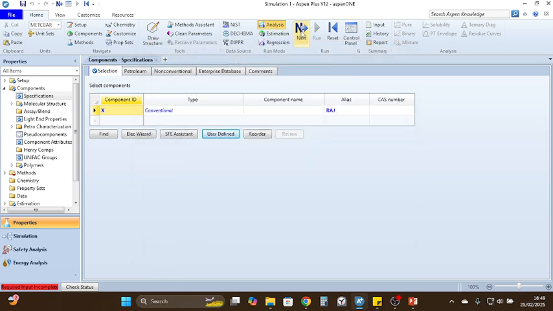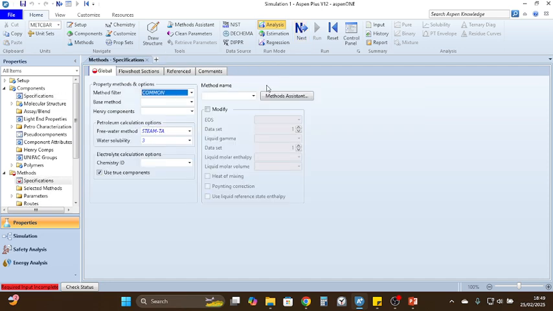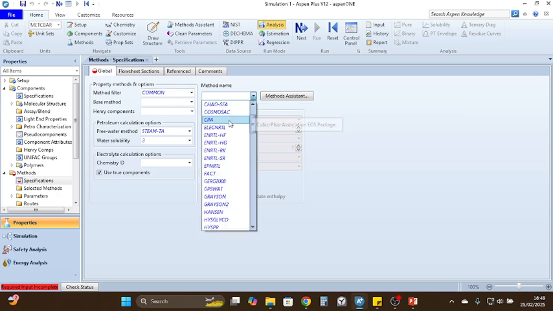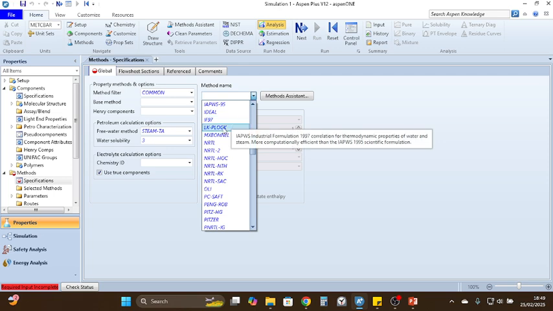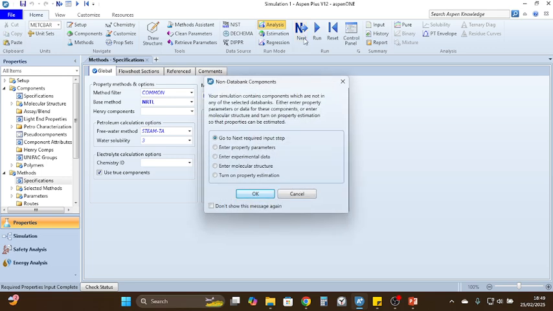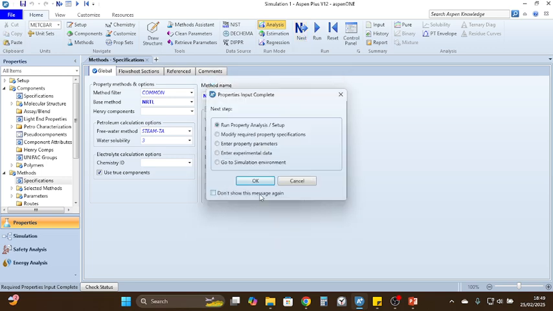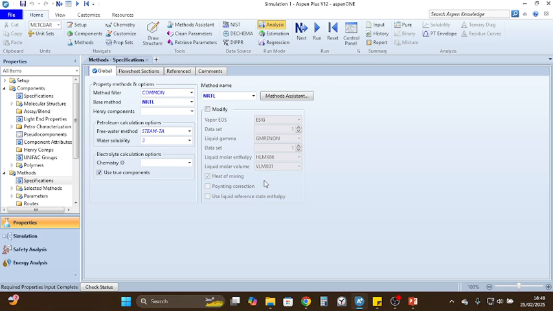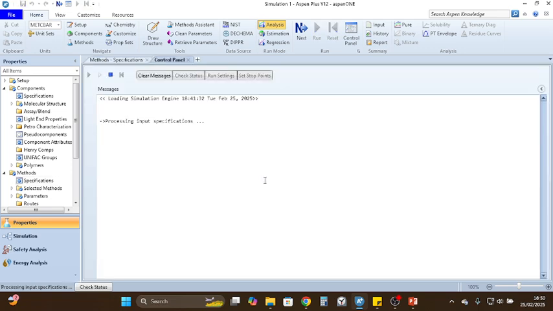Now we are going to click on Next. Let us select the property method. We are going to select the NRTL property method. Now let us go to Next, and we are going to run the property analysis.